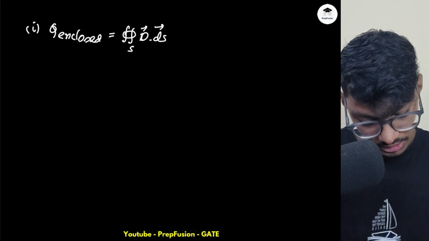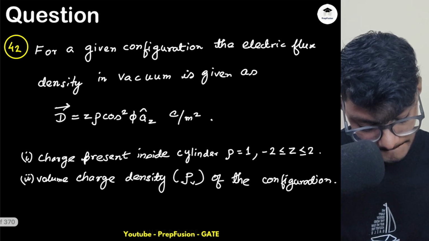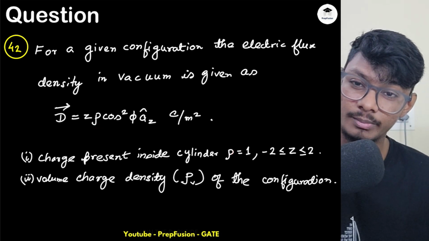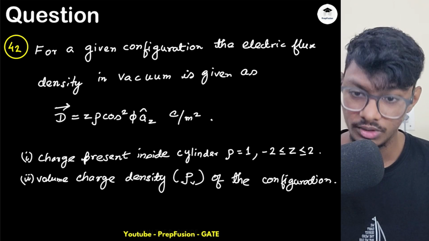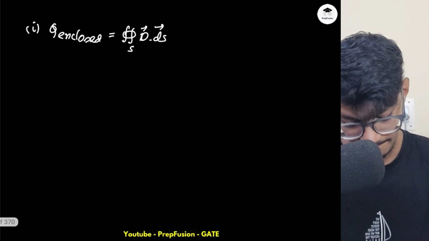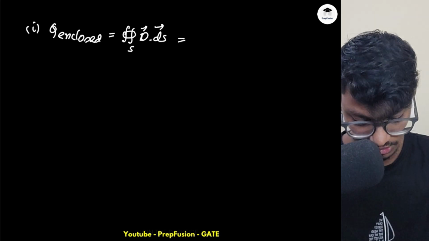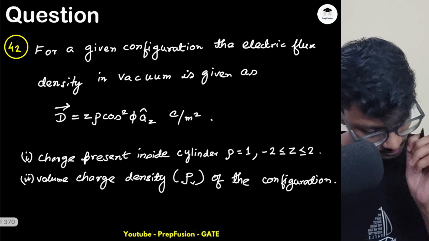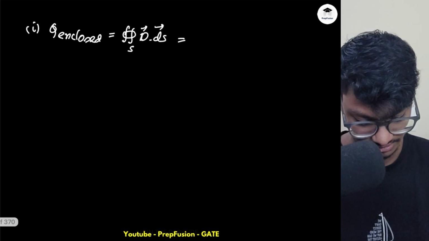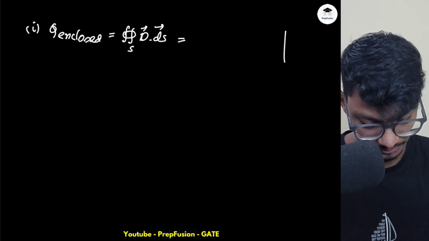Now integrating this may be a bit difficult, because this has z rho cos square phi. So what I can do is convert this into an easier format. Homework for you is method 1: directly solve using this D dot ds, because here the ds vector will be different at different places. I'll show you what I mean by that.